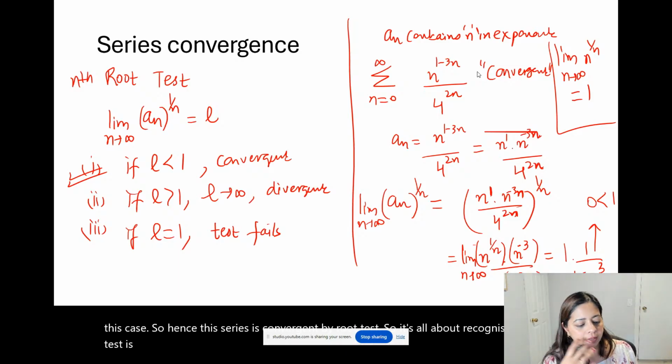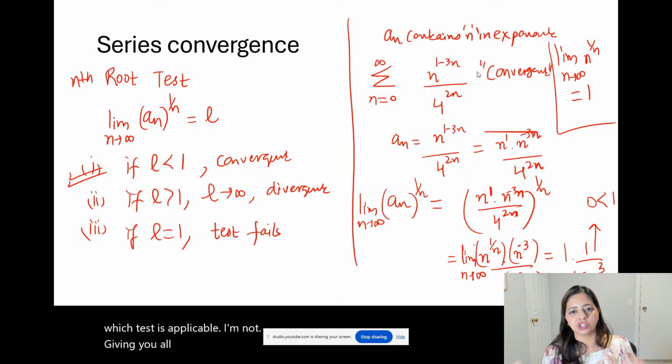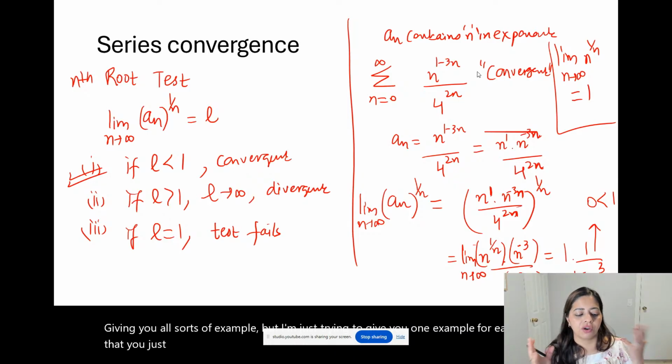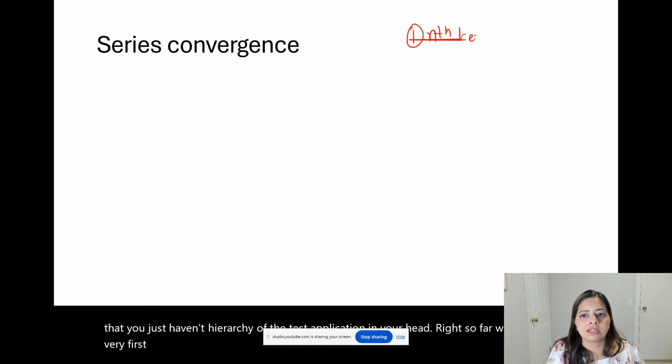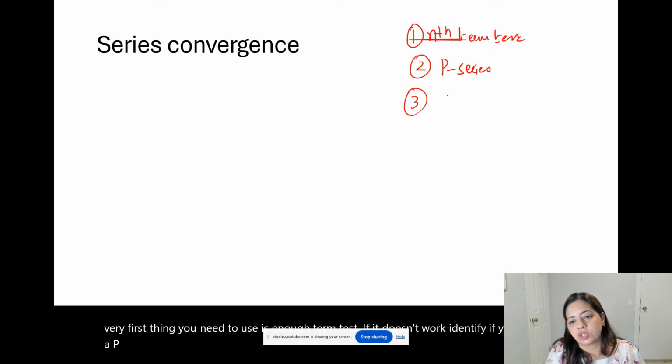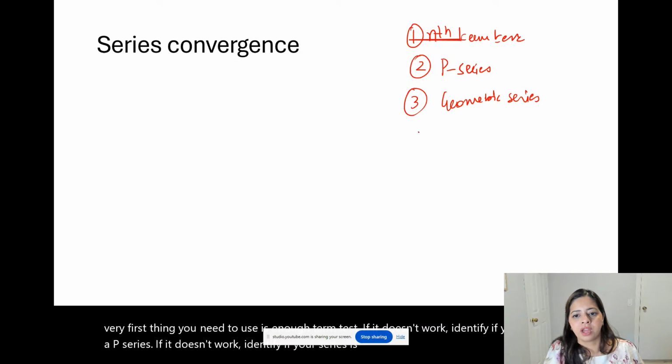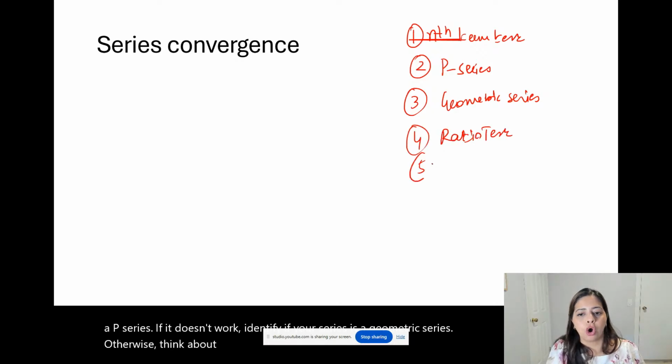I'm not giving you all sorts of examples, but I'm just trying to give you one example for each test so that you have a hierarchy of test application in your head, right? So far, the very first thing you need to use is the nth term test. If it doesn't work, identify if your series is a P series. If it doesn't work, identify if your series is a geometric series. Otherwise, think about the ratio test or root test, right?